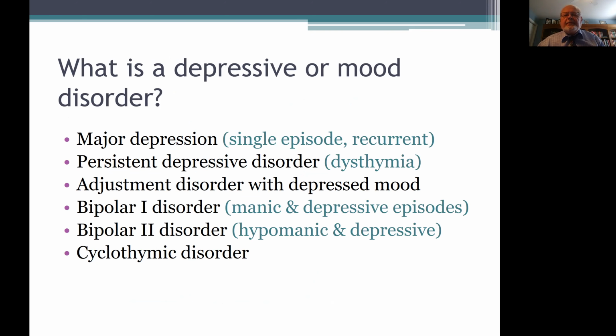There are several depressive or mood disorders. Major depression, persistent depressive disorders such as dysthymia, adjustment disorder with depressed mood, which is depression related to something very specific, a stressor that's happened in the past 6 months, bipolar disorders, and cyclothymic disorder, in which the mood changes are less drastic and less impairing.